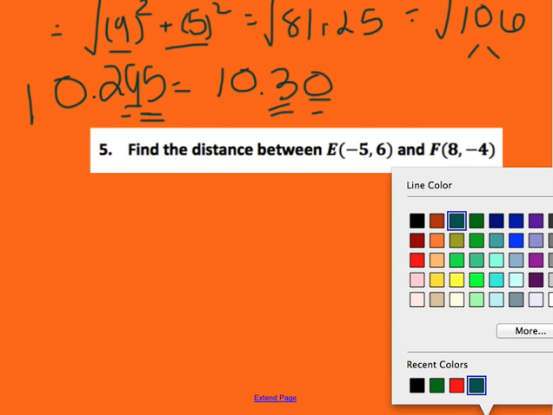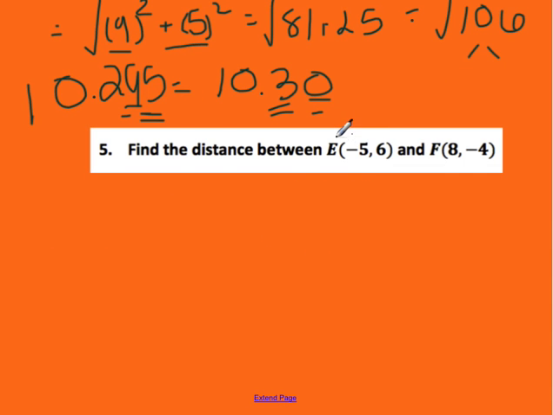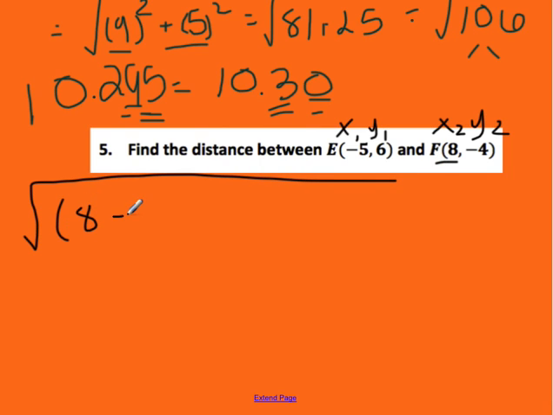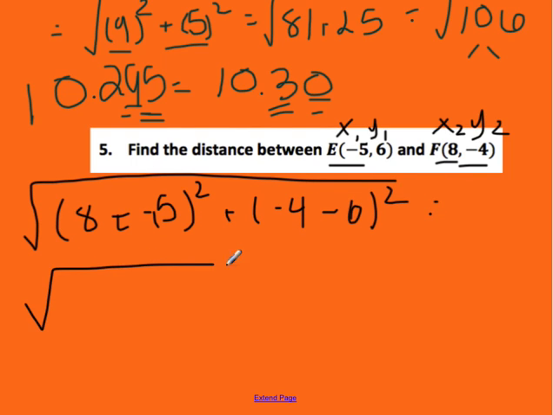So we're going to start by labeling our points, x1, y1, x2, y2. Let's put that into our equation. So we have x2 minus x1, so minus a negative, that's going to become plus a positive. y2 minus y1. Okay, so 8 plus 5 is going to give me 13 squared.